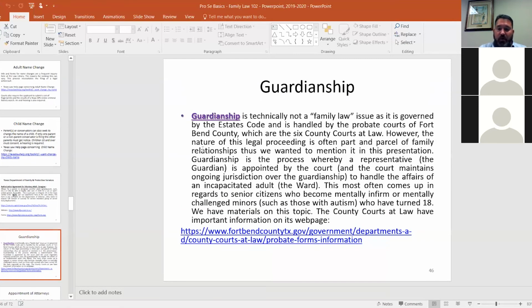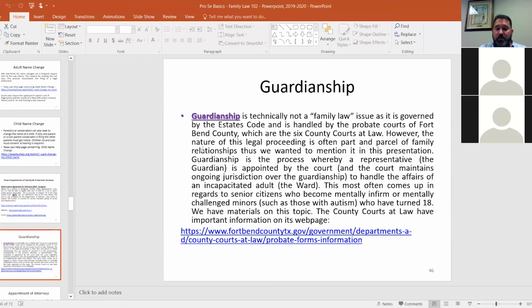Guardianship, it's not part of family law, really. It's technically covered by the state's code, but since it's something that's so close to family relationships, say the care of someone who has become mentally infirm, those are covered actually by the probate courts, which are the county courts at law. But I just did want to mention it.